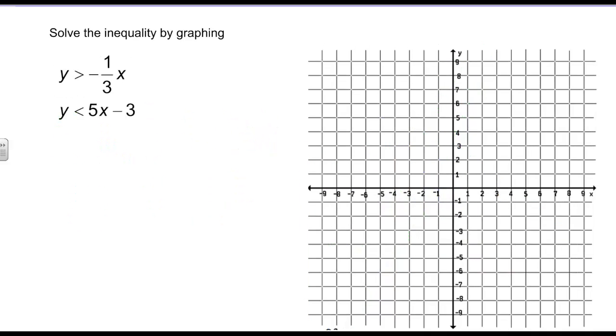So now in this case, both are in slope-intercept form. First equation, notice it doesn't seem to have a y-intercept, but there is one of 0. So I start at 0, go down 1 over 3. I can dot the line. But in this case, 0, 0 is not going to help as a sample point because 0, 0 is actually on the line. So I'm going to use another point.